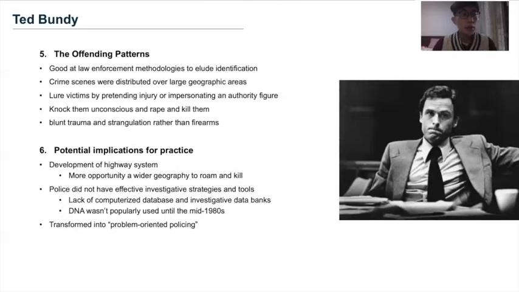The next point is the offending patterns. Bundy was really intelligent. He was an unusual, organized, and calculating criminal who used his intensive knowledge of law enforcement methodology to elude identification and capture for years. Besides, his crime scenes were distributed over large geographic areas, which also helped him avoid arrest by the police.